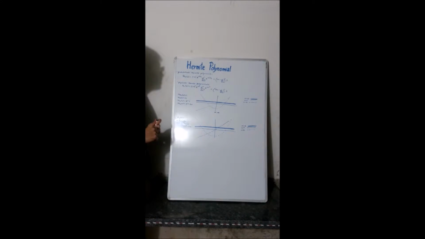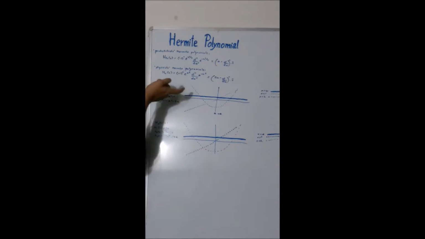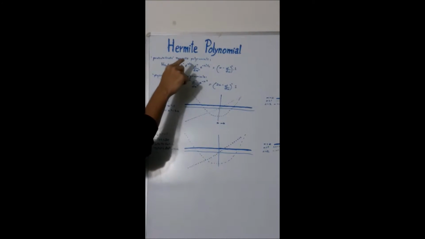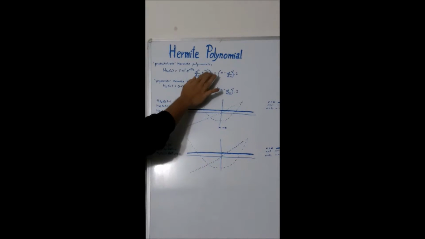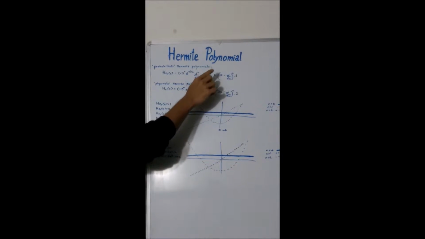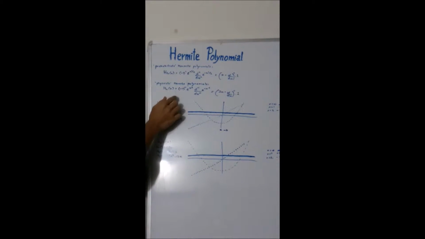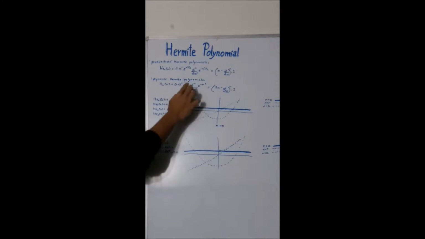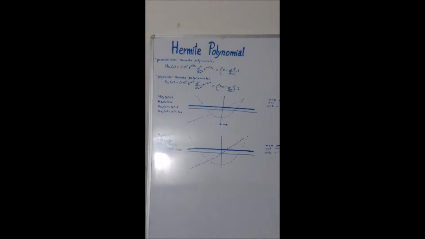Hermite polynomial can be standardized into two forms. First is the probabilistic Hermite polynomial, which is He_n(x) = (-1)^n e^(x²/2) times the nth derivative of e^(-x²/2), and the physicist Hermite polynomial, which is H_n(x) = (-1)^n e^(x²) times the nth derivative of e^(-x²). So let's see the graph.